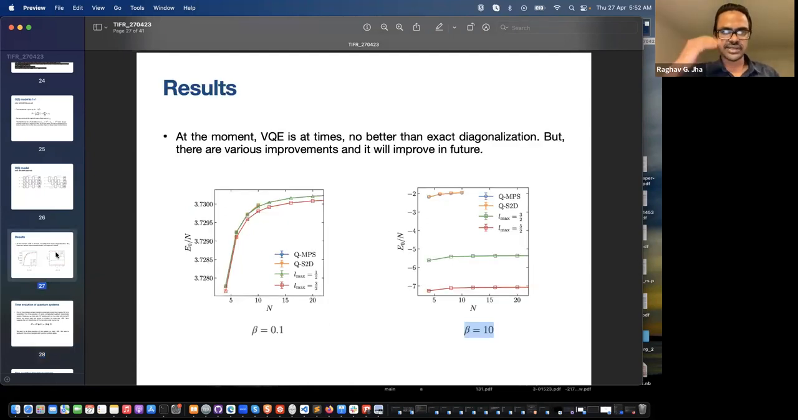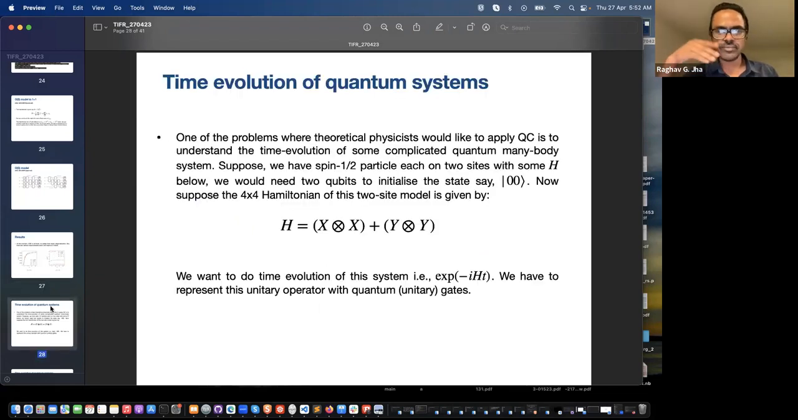I introduced the initial state, unitary gates, variational methods for computing, and the harmonic oscillator, and gave an example of the O(3) model. But now I really come to the really important question of doing time evolution of quantum systems.